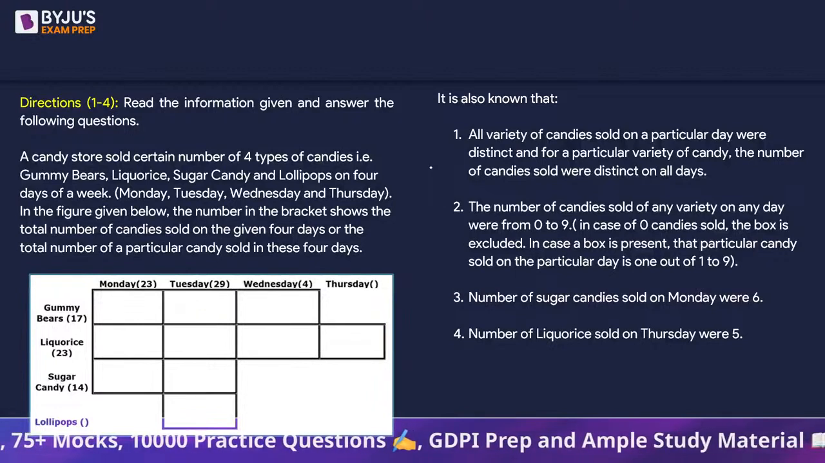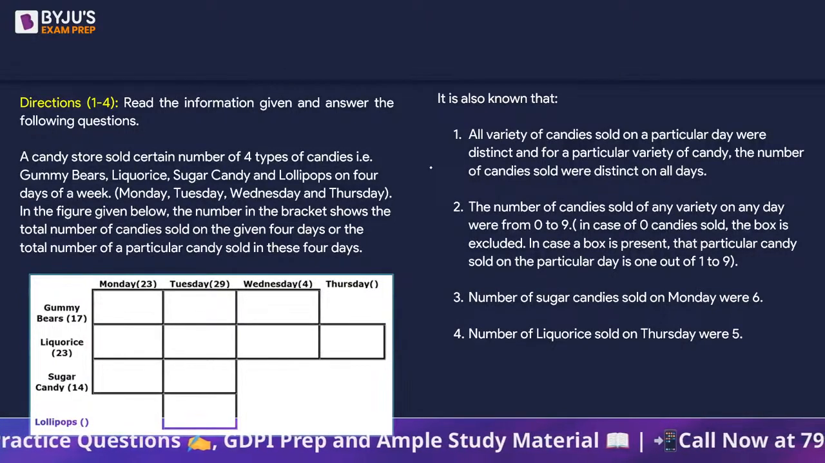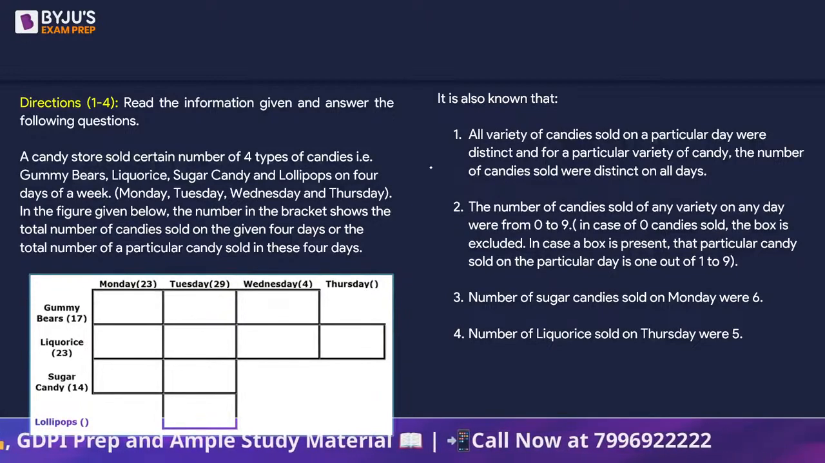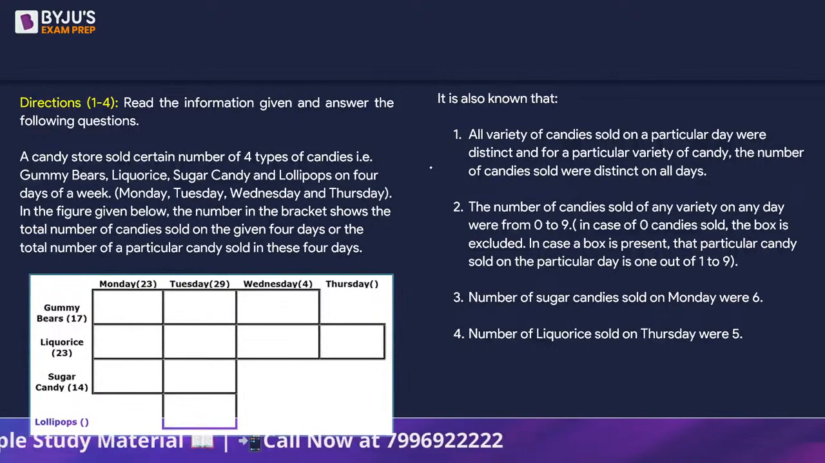So, the question says a candy store sold certain number of 4 types of candies, that is gummy bears, licorice, sugar candy and lollipops on 4 days of a week. As we can see in the table, Monday, Tuesday, Wednesday, Thursday, right? In the figure given below, the number in the bracket shows the total number of candies sold on the given 4 days.